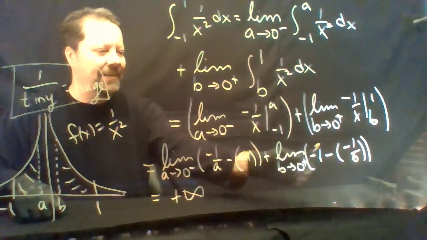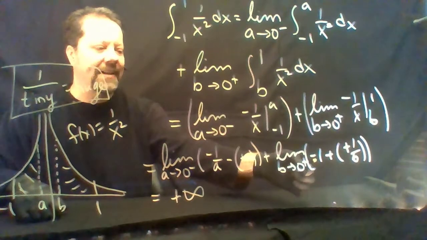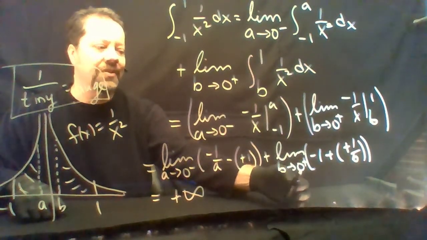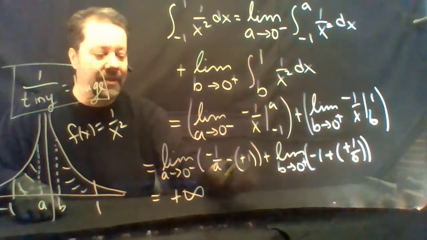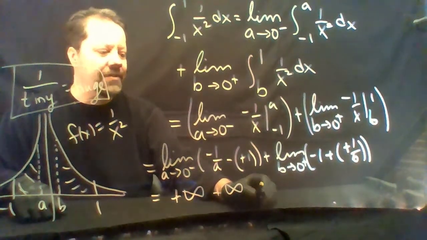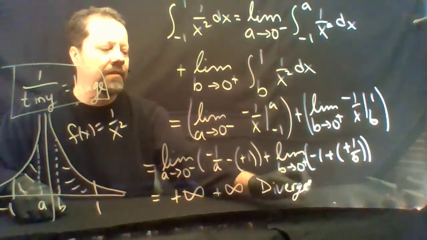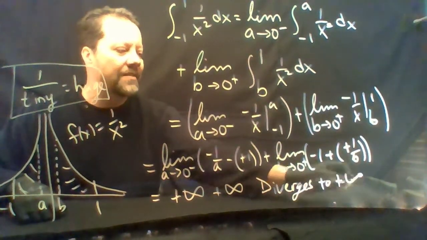What about the second limit? We have minus, minus, that's a plus. This minus 1 won't matter because as b goes to 0 from the right, the second term is going to infinity. We say the whole thing diverges to plus infinity.